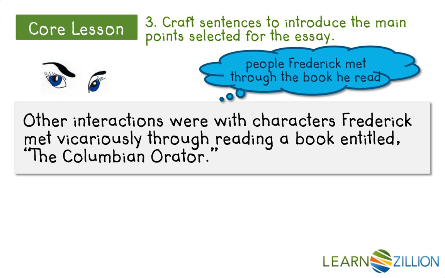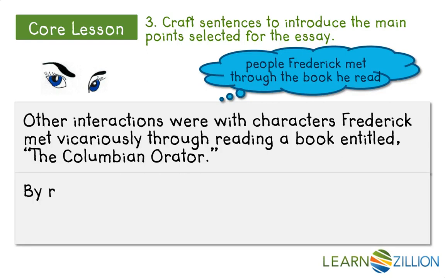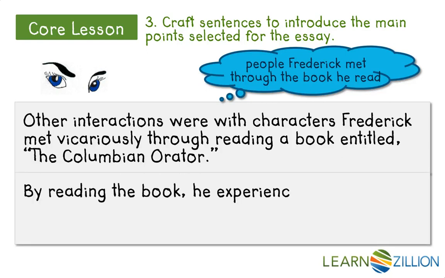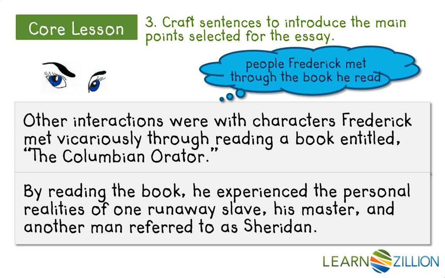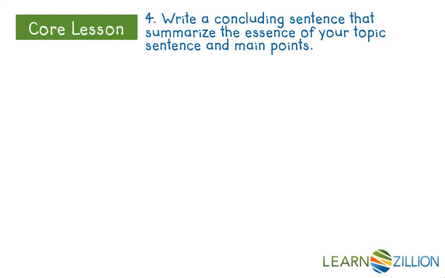When I look at the sentence, I like it, but I realize that it's just giving the reader background knowledge. Now I need to identify and introduce the characters I want to talk about. So here's another sentence to go with that. By reading the book, he experienced the personal realities of one runaway slave, his master, and another man referred to as Sheridan. I think this does the trick. I've written sentences to introduce all the characters I want to write paragraphs about in the body of the essay. Now I'm ready for step 4. Write a concluding sentence that summarizes the essence of your topic sentence and main points.